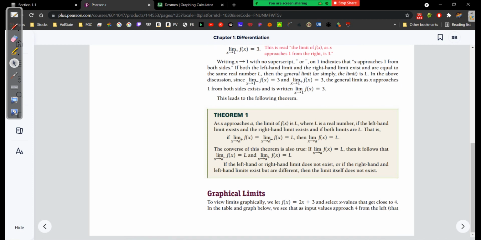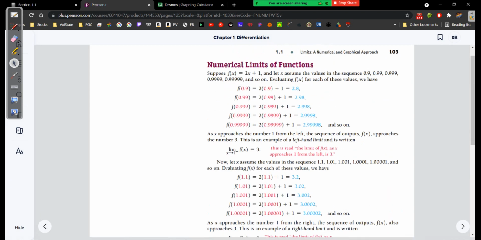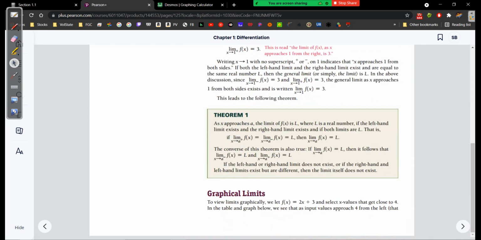Now let's go to graphical limits. Right, so we're at the end of the page. We're just going to talk about it anyways. So graphical limits, again, down here. We're going to view the limits graphically. We let f of x equal 2x plus 3. Was that the same function? Oh, it's 2x plus 1. Okay, so changing gears here.